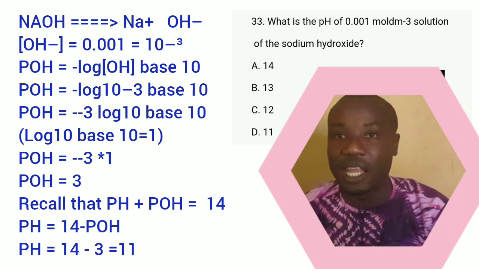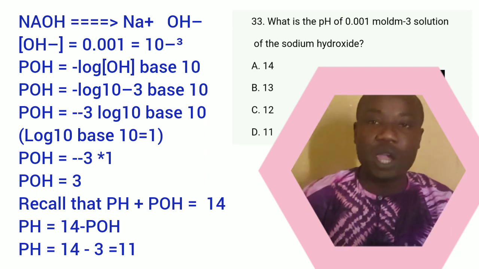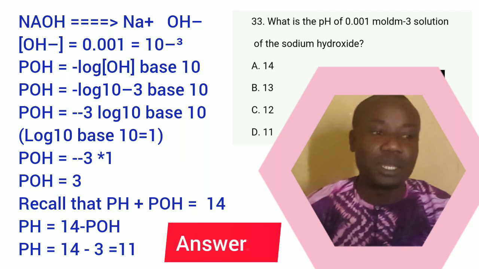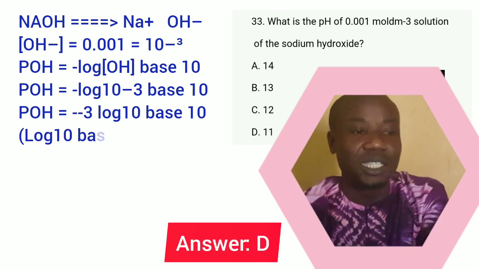And using the formula that says pH plus pOH equal 14, when you solve, you discover that you now have 14 minus 3. So the correct answer from the question is D.